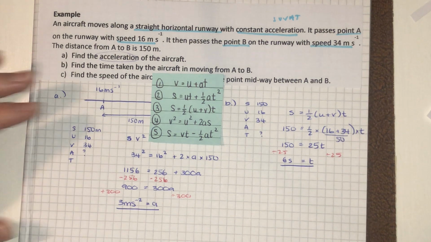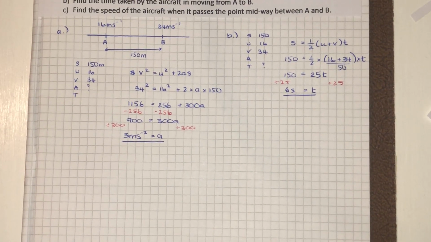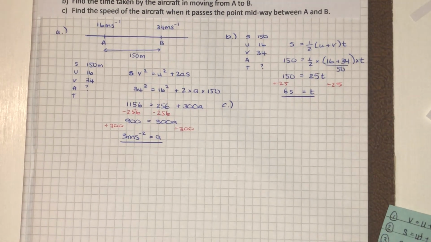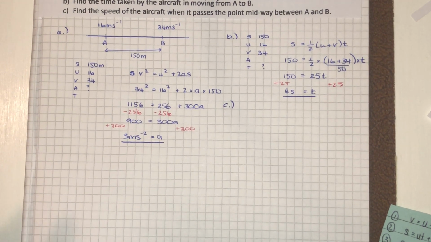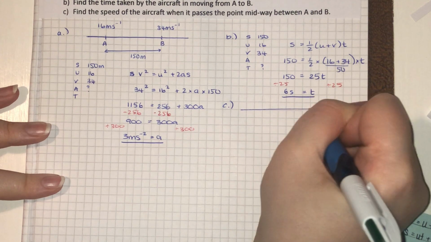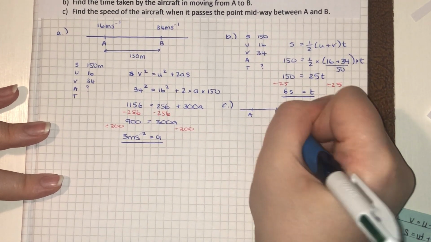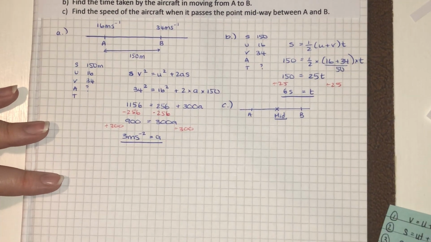Okay, just beef it up a tiny bit. We should still be able to see C. I'm going to do it over here. Okay, so for C, we need to find the speed of the aircraft when it passes the midpoint. Okay, so what it's saying is you've got A and B. Okay, this is the midpoint, and we need to find the speed at that point.